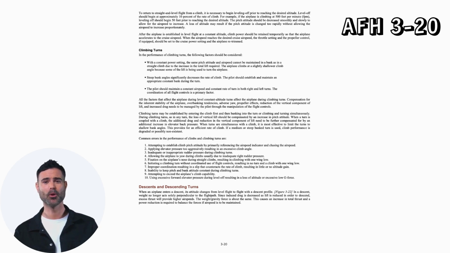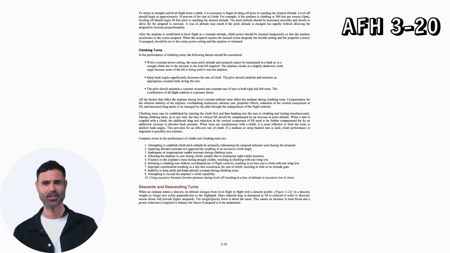Common errors in the performance of climbs and climbing turns are: 1. Attempting to establish climb pitch attitude by primarily referencing the airspeed indicator and chasing the airspeed. 2. Applying elevator pressure too aggressively, resulting in an excessive climb angle. 3. Inadequate or inappropriate rudder pressure during climbing turns. 4. Allowing the airplane to yaw during climbs, usually due to inadequate right rudder pressure. 5. Fixation on the airplane's nose during straight climbs, resulting in climbing with one wing low.